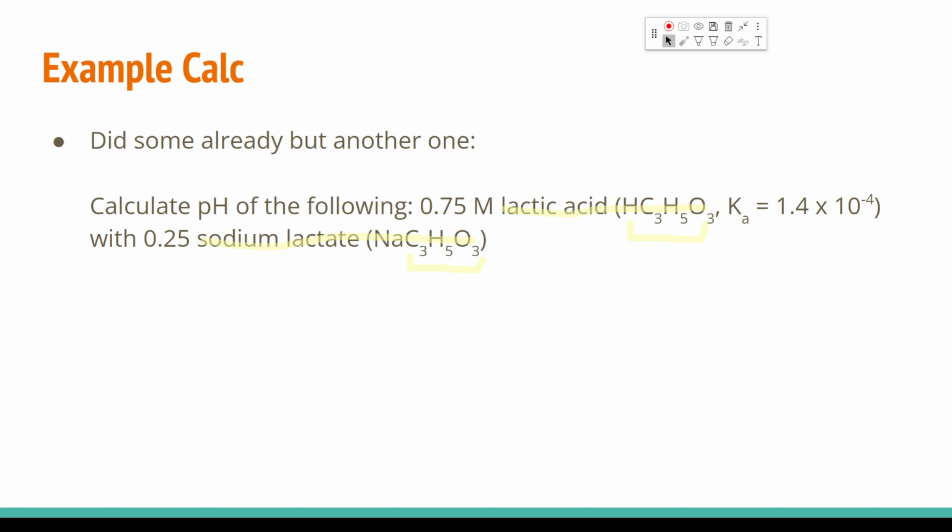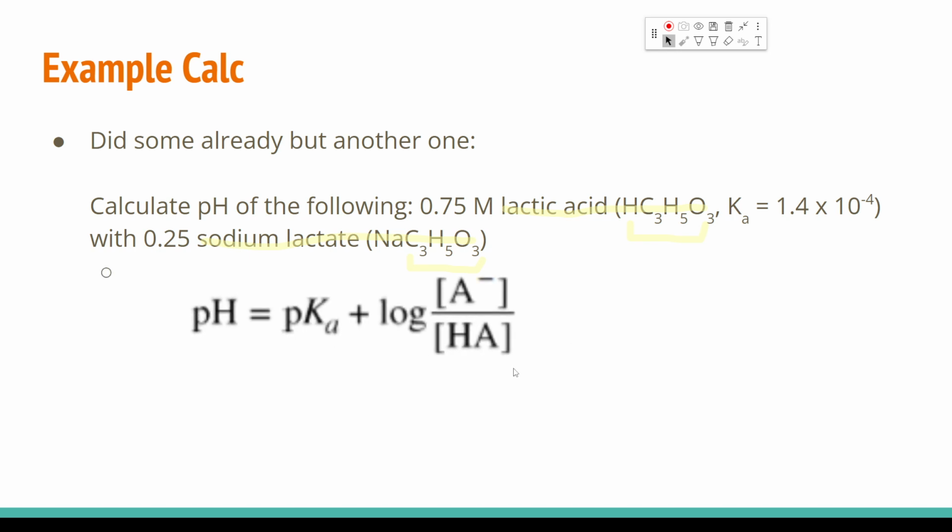So you should be able to see, hey, look, it's a buffer because I have an acid and I have its conjugate base, because remember this ionizes completely in solution based off the solubility rules you had to memorize. Because it is completely ionizing, we are with the conjugate base and its weak acid. So pretty much I would just take the HH equation because it's a buffer system.